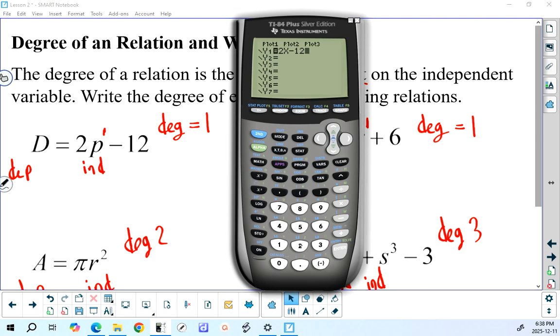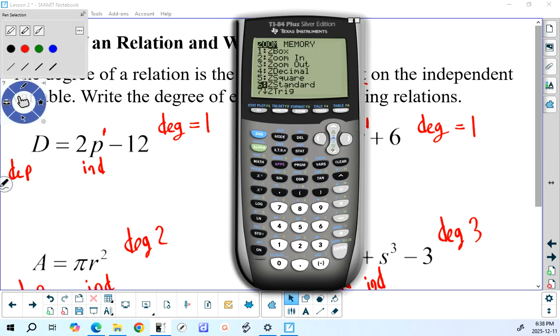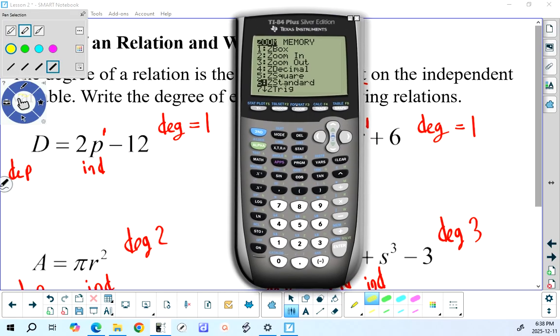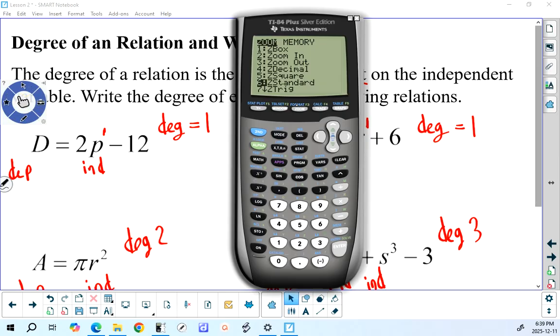And what I would like you to do now, so that we're all looking at the same graph, is choose the zoom option, which is the top button in the center of your calculator, and choose standard, which is number 6. So I got there by going zoom. Do that again by choosing zoom, and then I'm going to choose option 6. So what does that look like?